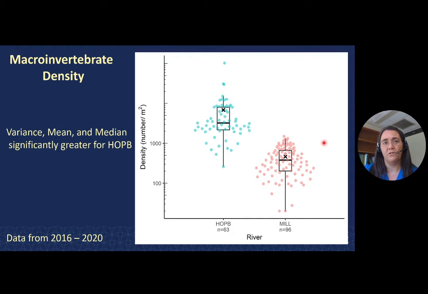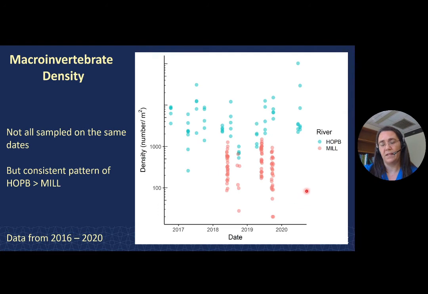Moving on to macroinvertebrate density, we see that the variance, the mean, and the median was significantly greater for the Lower Hop Brook. And do note that this is another scale that's on a log scale, because there was quite a bit of variation between the different samples on what the macroinvertebrate density was. But while, again, there are some overlapping points, generally speaking, there are more invertebrates per unit area in the Lower Hop Brook than the Mill River, which is what we predicted.